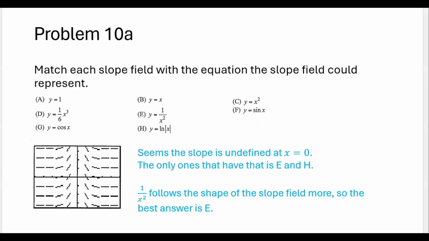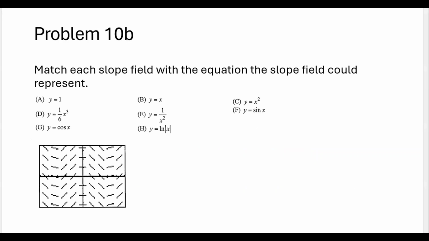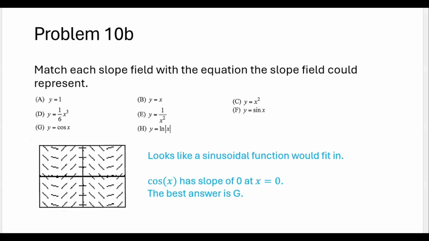Okay. 10b. How about this one? It's probably either G or H. This looks like the sine wave, sinusoidal, I should say. So is it sine x or is it cosine x? Well, when x is 0, the slope is 0. So that means probably a maximum there. Which one has a maximum at x is 0? That's cosine. That's G. Okay.